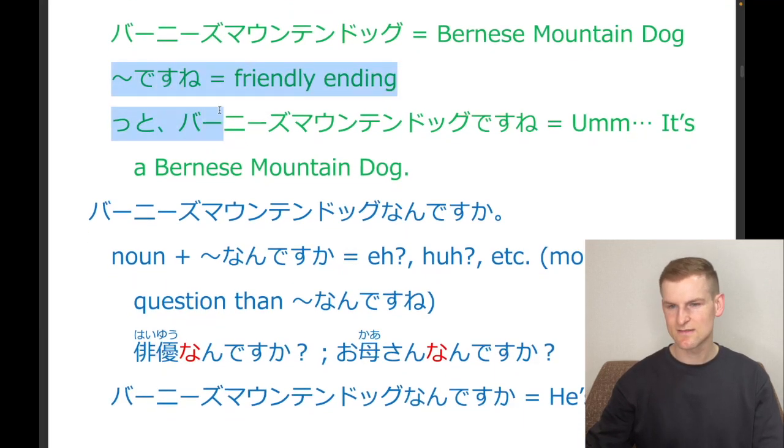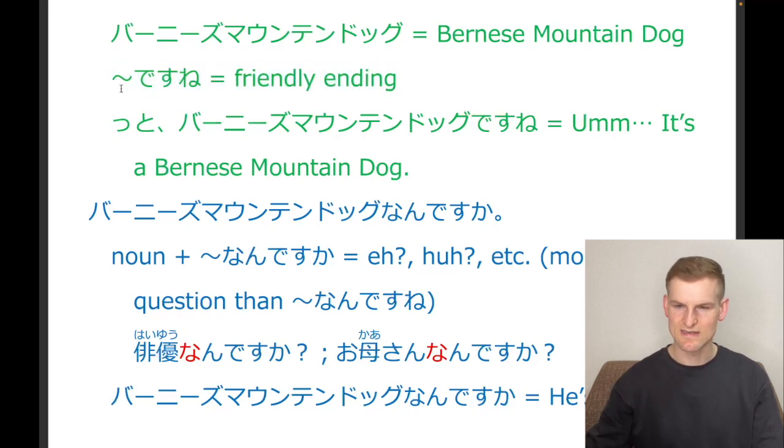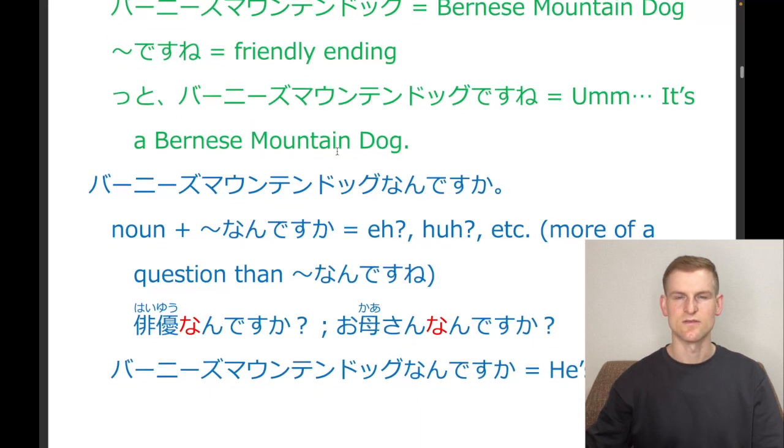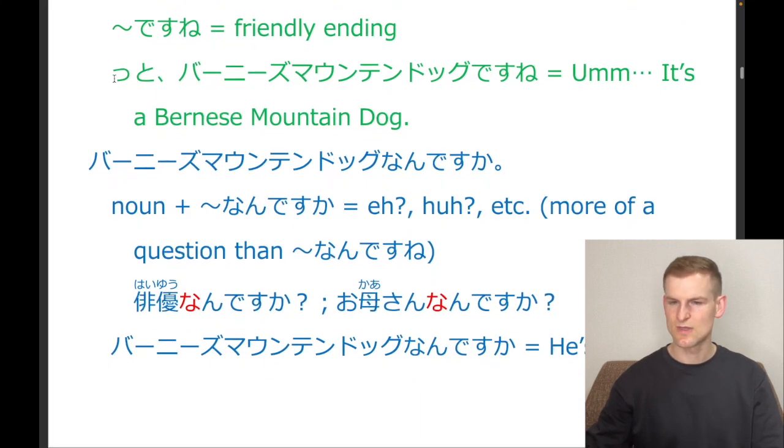ですね. It's kind of just like a friendly ending. He could just say です, but that would be kind of very straightforward. So ですね, it's kind of friendly. Kind of softens the tone of his statement. So put everything together. えと Barney's Mountain Dog ですね. So it's a Bernese Mountain Dog.